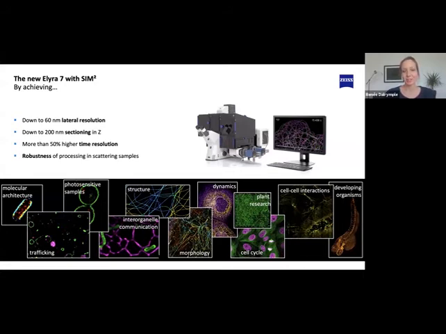So with the addition of SIM², we're able to achieve that 60 nanometer lateral resolution, sectioning down below 200 nanometers axially. We're able to push the speed and the gentleness significantly again, even further than we did with Lattice SIM a couple of years ago. And of course, this also provides robustness, so imaging into those thick scattering challenging samples.